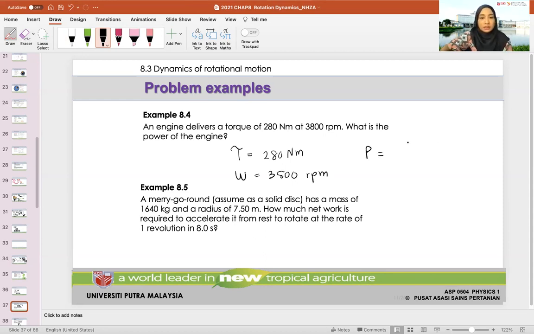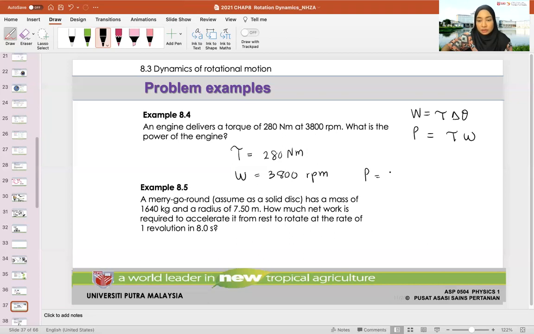Now I'm going to give you the equation because we just learned it. So work is torque times change in theta, and P is equal to torque times omega. Okay, so it's kind of straightforward. What else do I need to know? What else do I need to do to find power here? Can I use it as it is? Come on, guys, this is easy. Can use it? Okay, let's try.